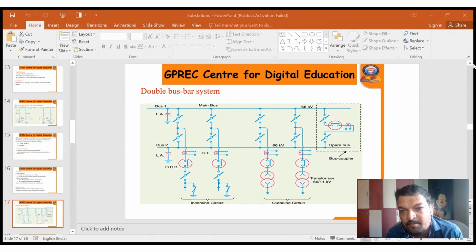Both are connected by a bus coupler so that if any fault occurs in one bus, the remaining bus will continuously operate so as not to interrupt the power supply. That is the main advantage of the double bus bar system. In a single bus bar system, if any fault occurs in one section, it will interrupt. Whereas in a double bus bar system, if any fault occurs in one bus, the remaining bus will operate continuously so as not to interrupt the supply.